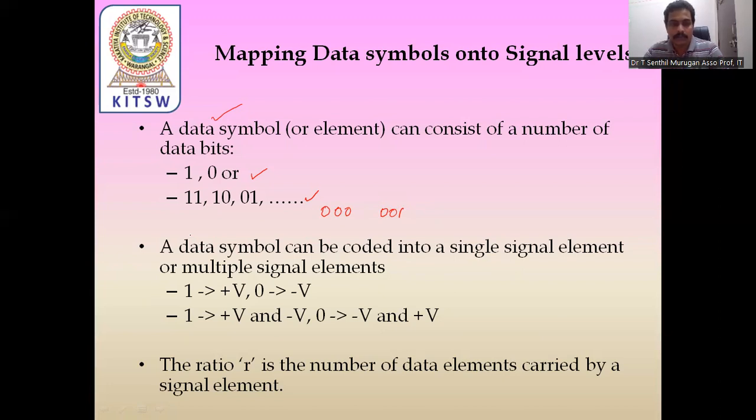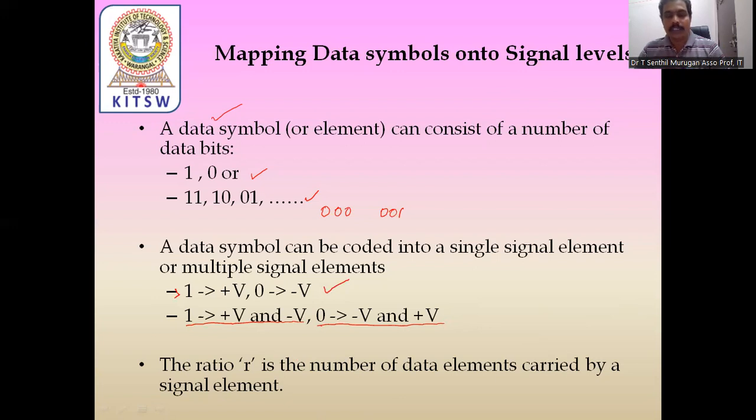You understood that? What are they saying? A data element can be represented with a single signal element or multiple signal elements. So 1 will be represented by positive voltage, 0 will be represented by negative voltage. Like that we can represent it, or otherwise 1 may be represented by positive voltage to negative voltage, and 0 may be represented by negative voltage to positive voltage. So we can have multiple elements to represent a single data element.